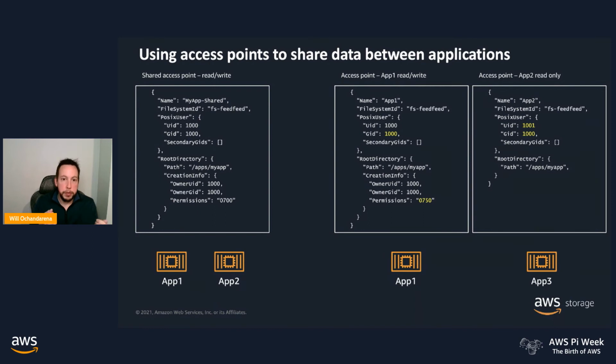There are other cases where you want applications to share data, but not exactly in the same way. You want one user to be able to read and write, but another user to be able to read only. So in that case, you can have two different access points, each with a different user ID, but the same group ID. And then you can use user and group permissions to control how they differ with how they access files and directories in the file system.